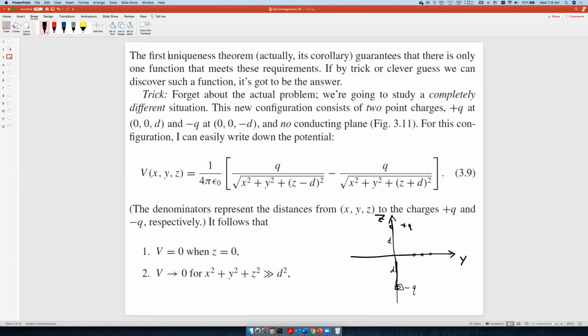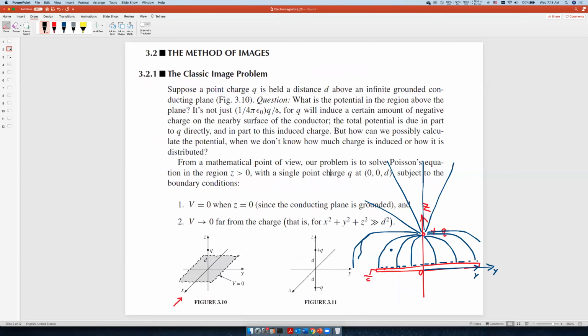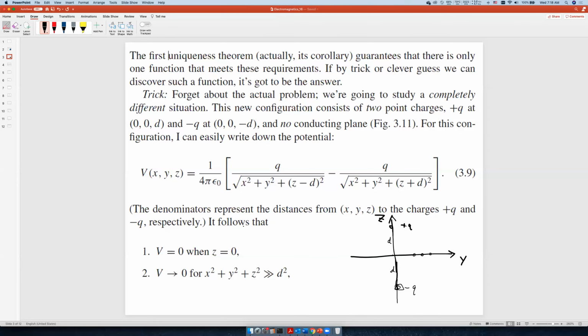And in another case, when you consider the point is infinitely far away from your charge plus Q, the potential, of course, is still 0. Then see, in this situation, it has the same boundary condition as this situation.